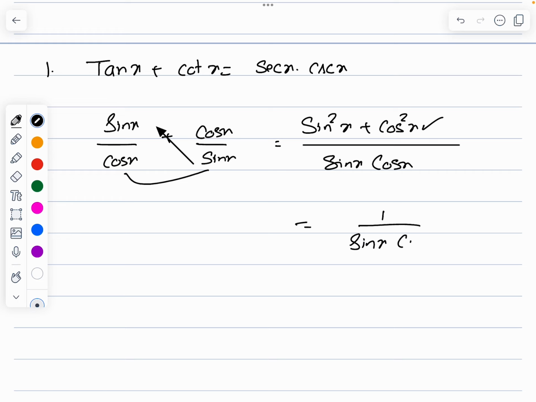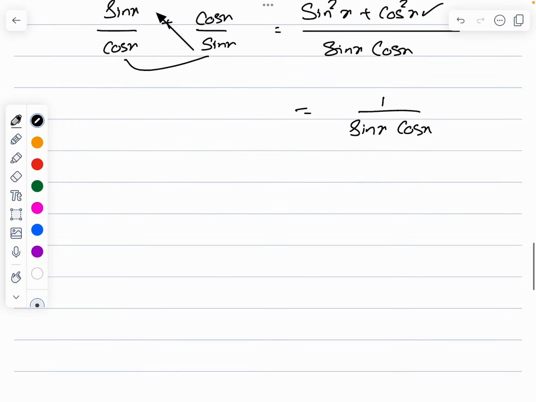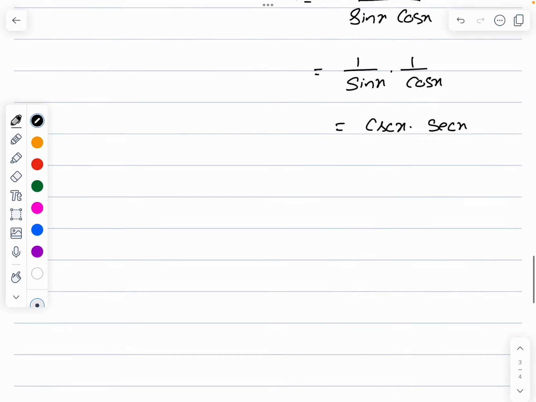1 upon sin x cos x. So separate it into two fractions, 1 upon sin x times 1 upon cos x. Which becomes cosecant x times secant x. That's going to be the answer.